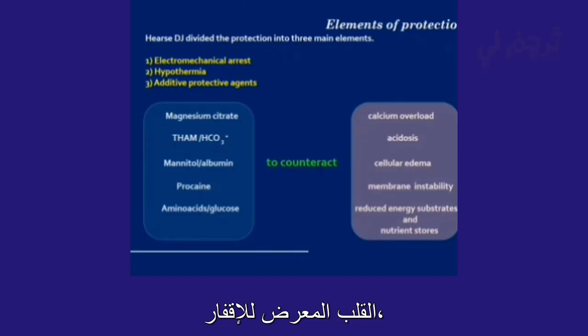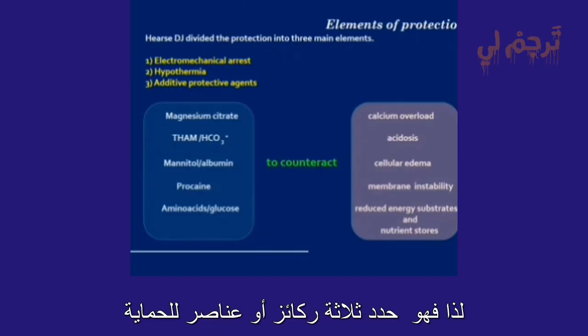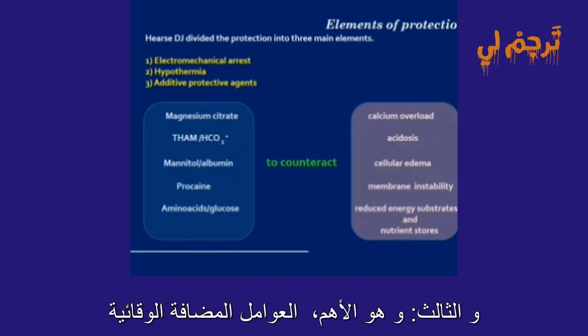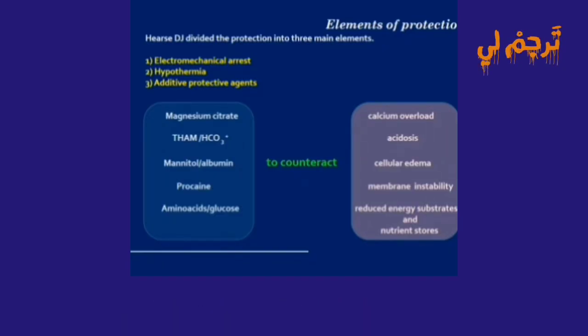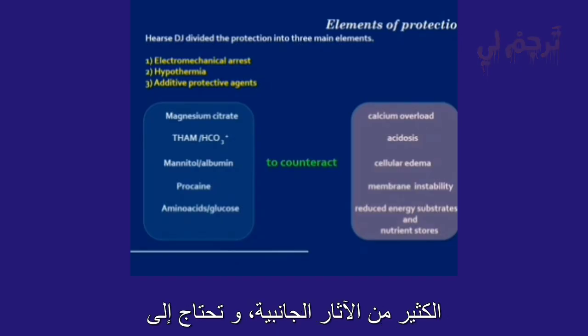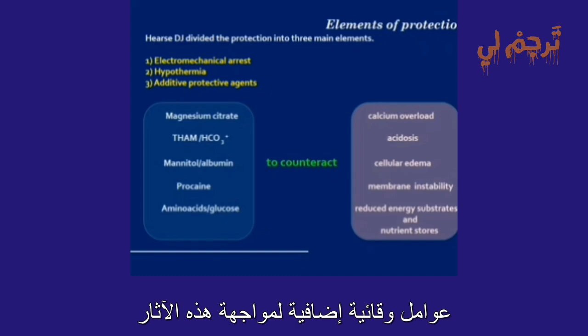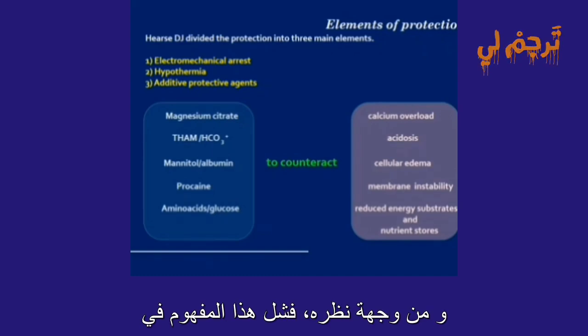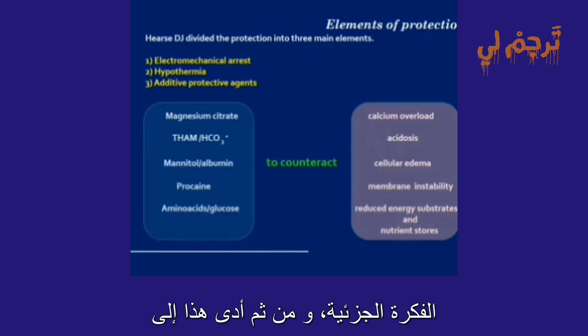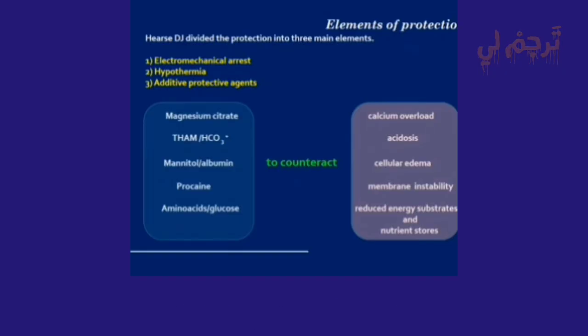So he outlined 3 pillars or elements of protection, that is 1, electromechanical arrest, 2, hypothermia, 3, which is most important, is the protective additive agents. During ischemia, you are triggering a lot of whiplash effect, a lot of side effects happening. Using the cardioplegic solution itself causes a lot of side effects. You need additive protective agents to counteract these. From his point of view, this concept was failed. The initial attempts failed to acknowledge this particular idea, and hence this led to the side effects.